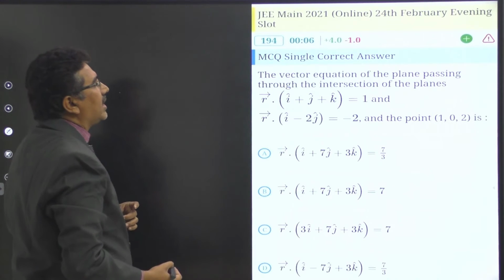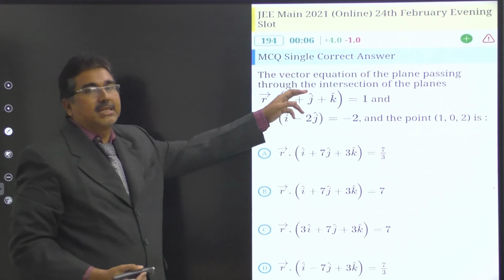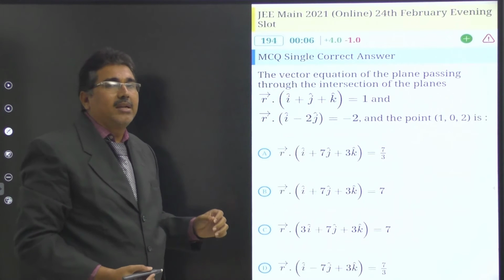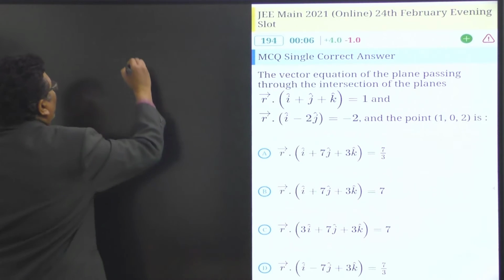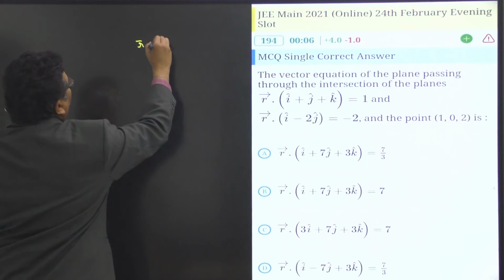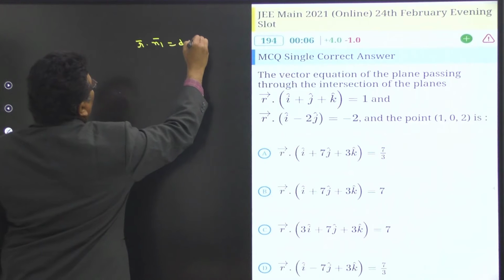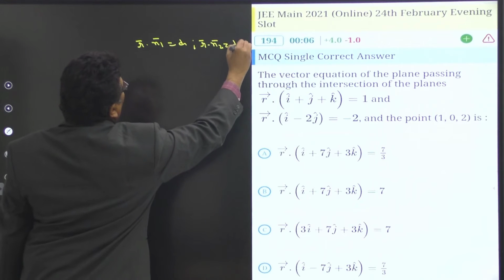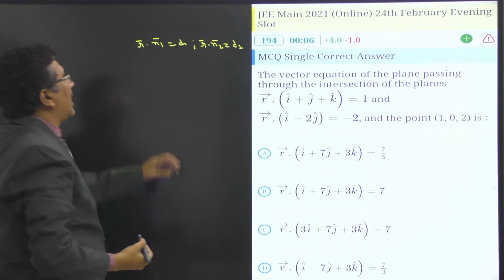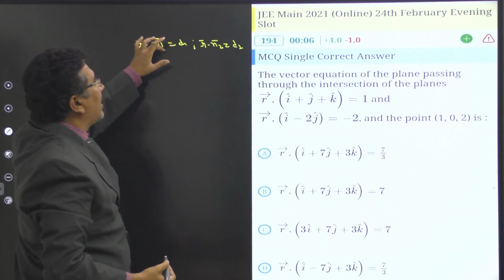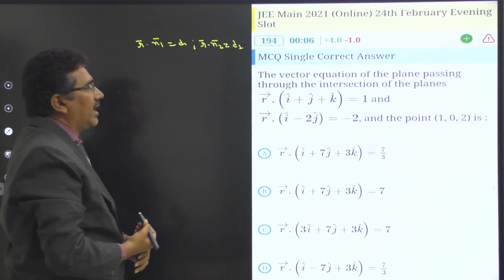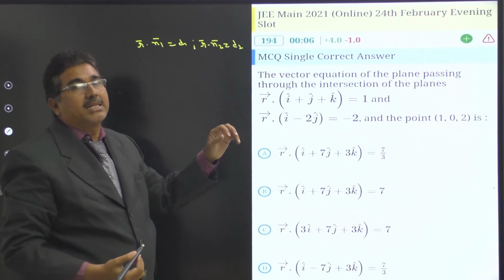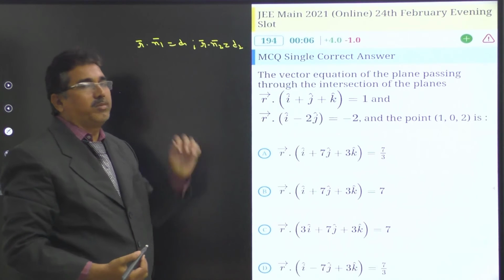Given the vector equation of the plane passing through the intersection of the planes. The given plane equations are of the form R bar dot N1 bar is equal to D1, R bar dot N2 bar is equal to D2. Now, we want to find the vector equation of the plane passing through the intersection of these 2 planes.